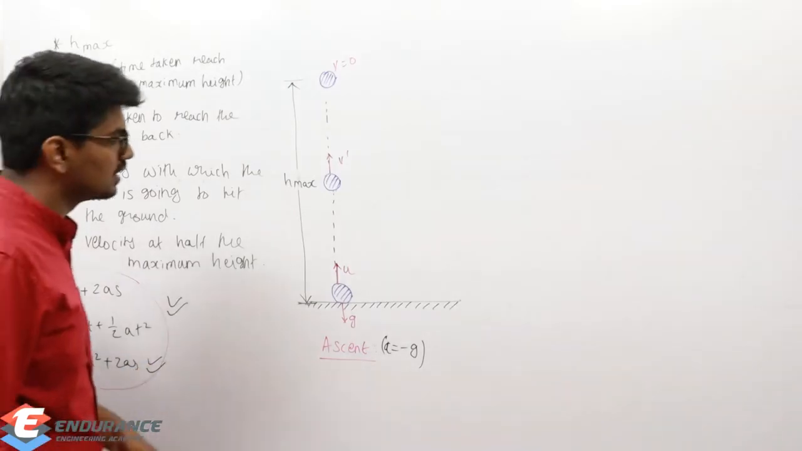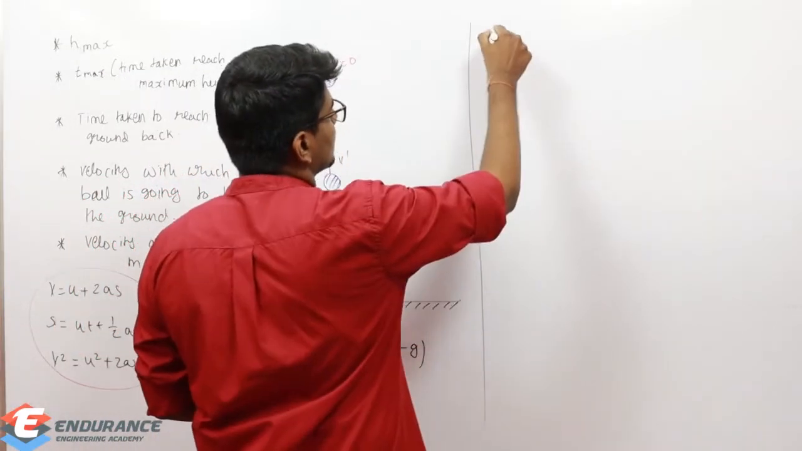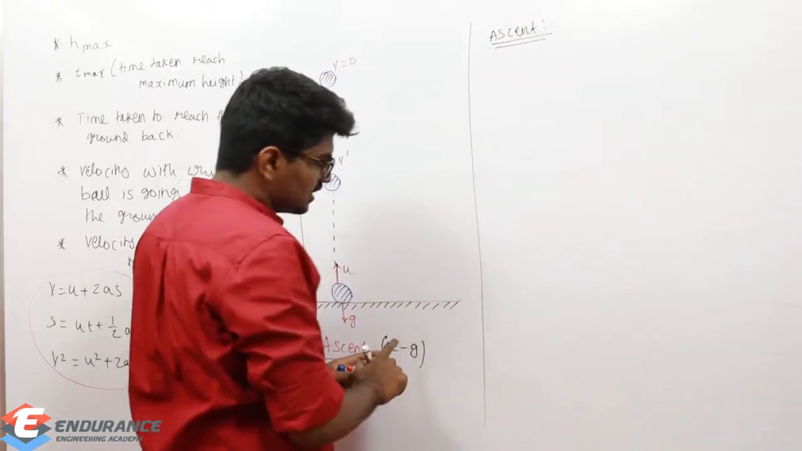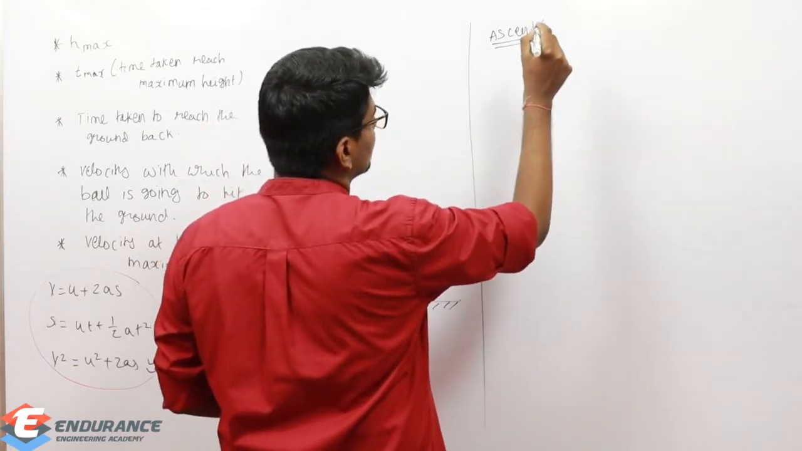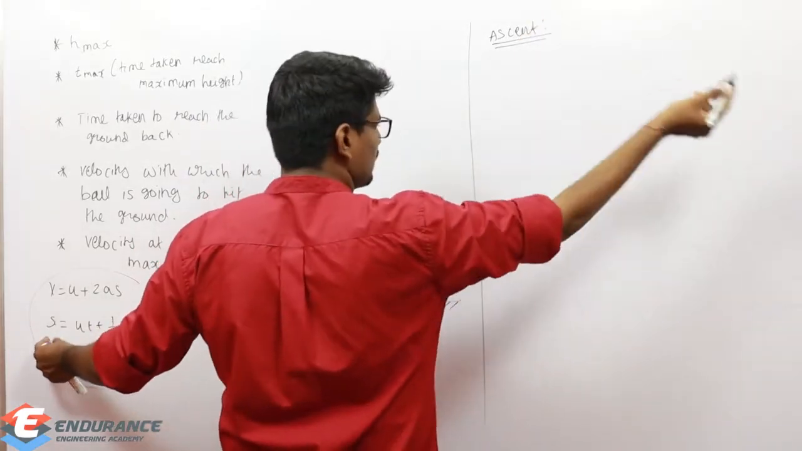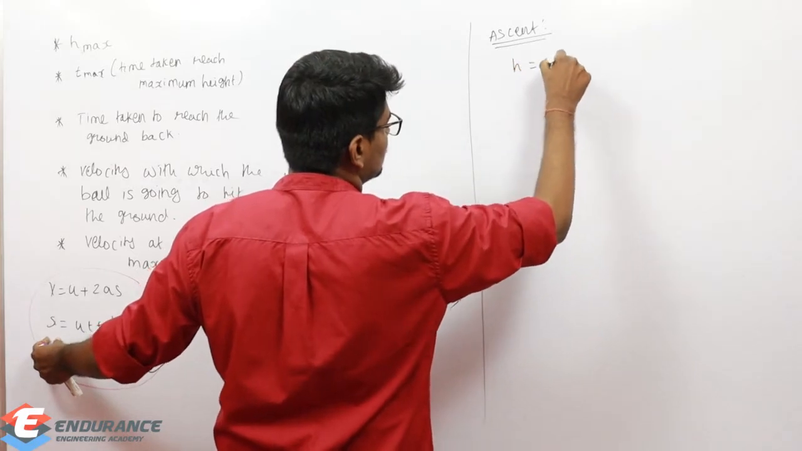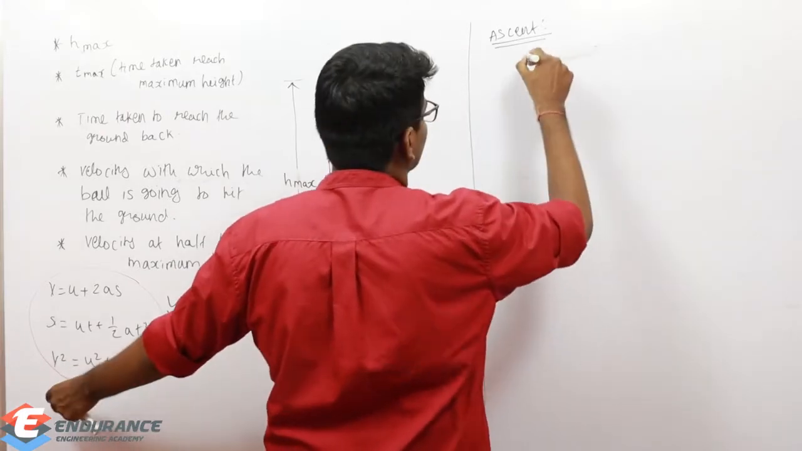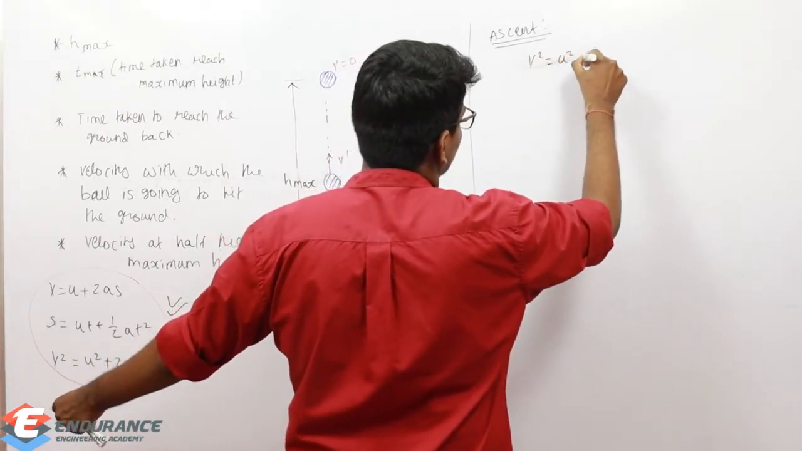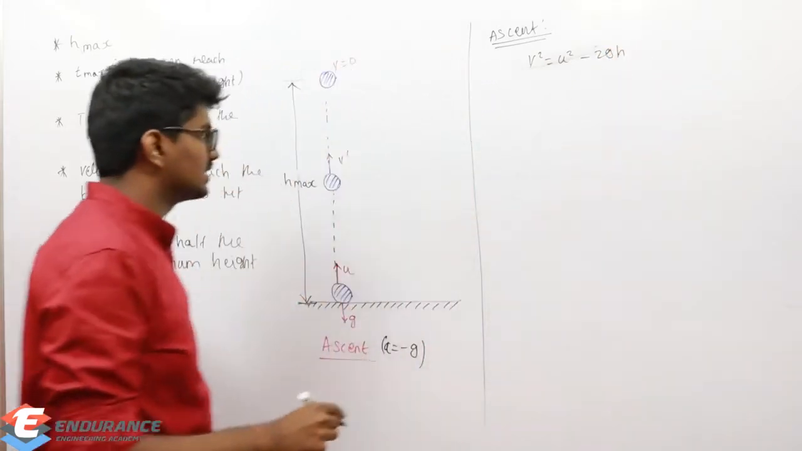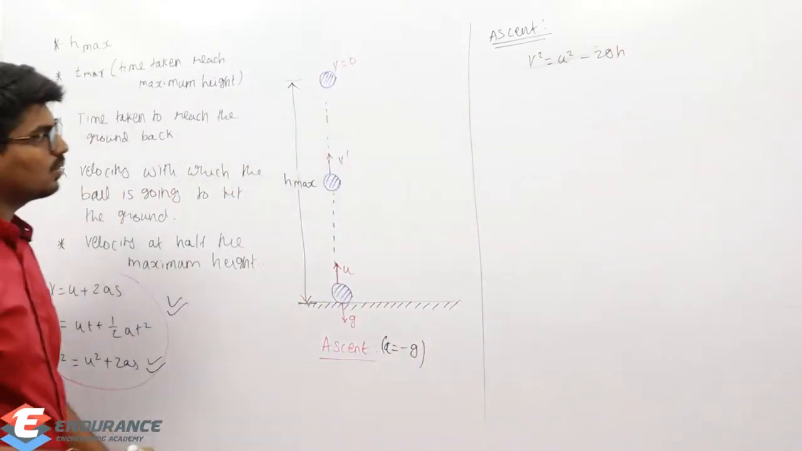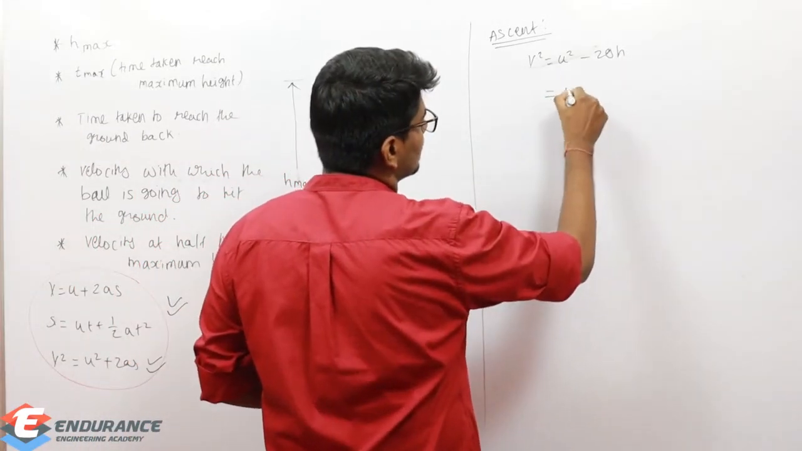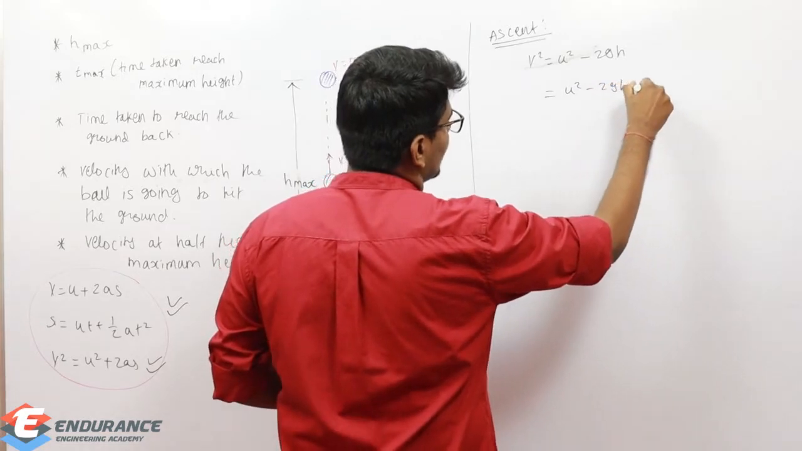The third one. Okay, so for the ascent case, let me first write down ascent. Since acceleration due to gravity is minus g, what will happen to my formula? I already did it in the last video. h is equal to ut minus... sorry, I should not use this equation, I'm very sorry, this equation: v square is equal to u square minus 2gh. Am I right? Now I need to find h max, right? So wherever h is there, substitute h max, which is going to be u square minus 2g h max.